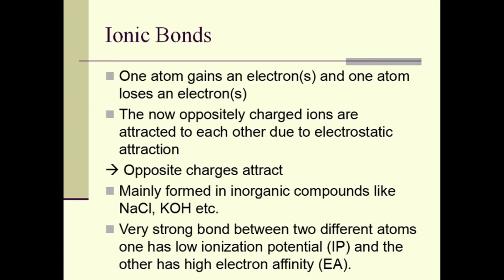Electron affinity means the ability of the atom to attract the electron towards it, right? When the other atom has high electron affinity, that means it has a strong ability to attract the electron towards it. Even though it is gaining an excess electron, because of its strong electron affinity it will attract the electron, and in that case a very strong bond is formed, right? And therefore this ionic bond is the strongest bond among all other bonds.